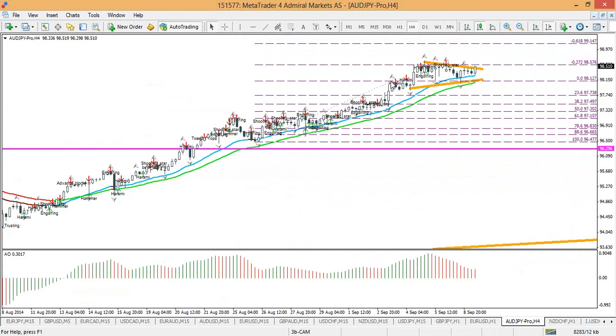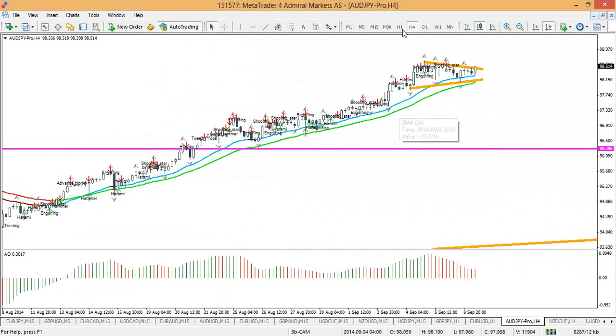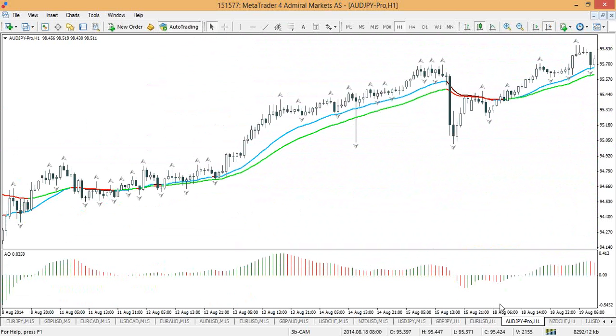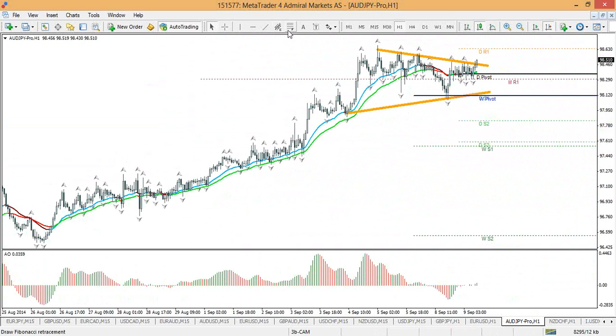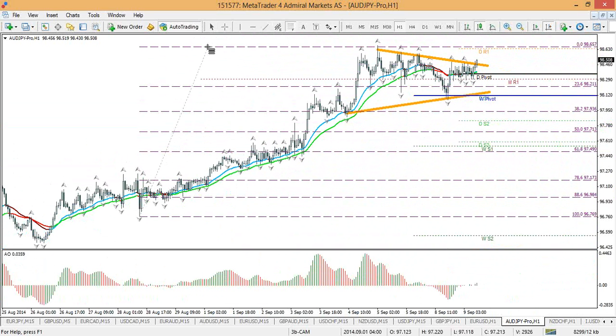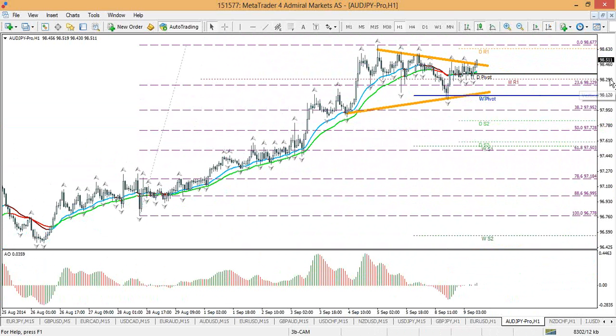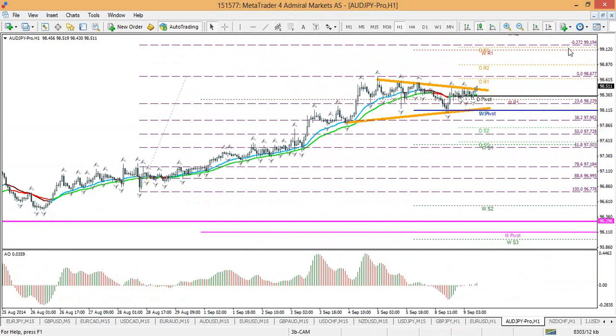99.15 is the minus 618 target when fibbing like this. But let me zoom into the hourly chart and see what the AO says. Let's put a fib from roughly here to the top. That says 99.19. So yeah, roughly 98.90 and 99.15-ish for the moment, looking at the targets of this AUD Yen.